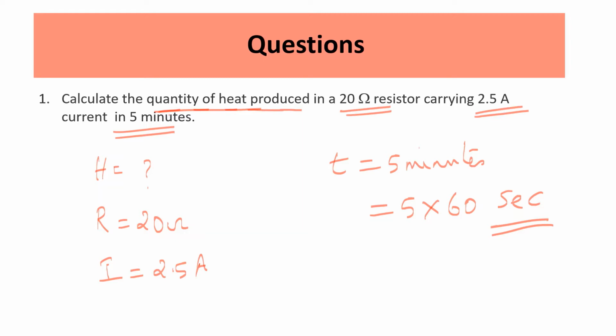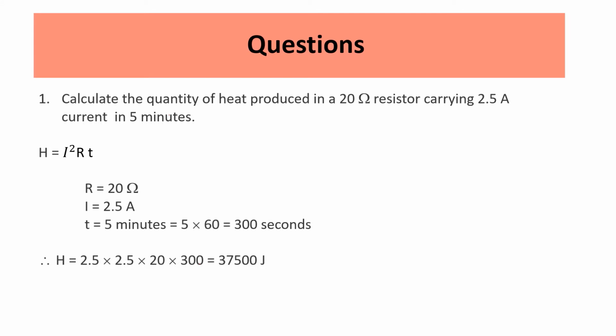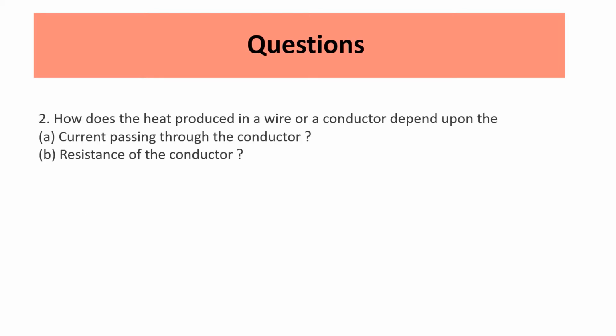What is the expression for heat? The quantity of heat H is equal to I squared RT. We have the values for I, R and T. Substitute these values, you will get the answer. What will be the unit for this heat energy? Heat is a form of energy. The unit will be Joule. The answer is 37500 Joule.